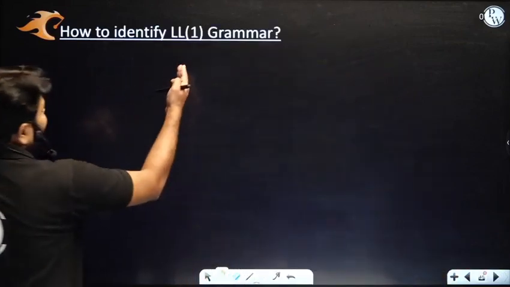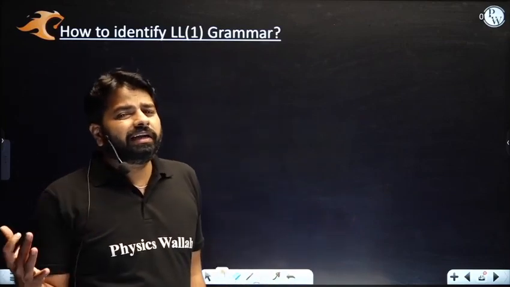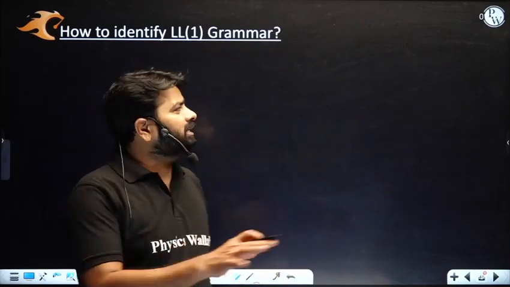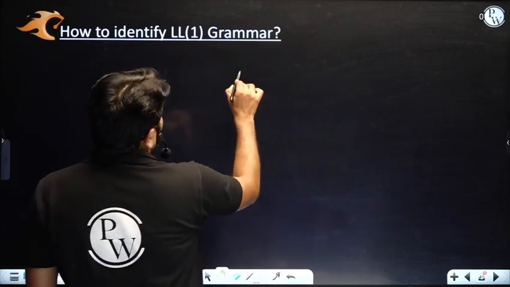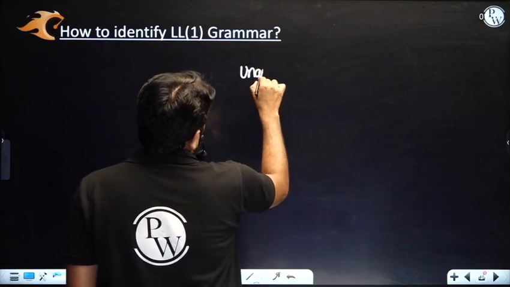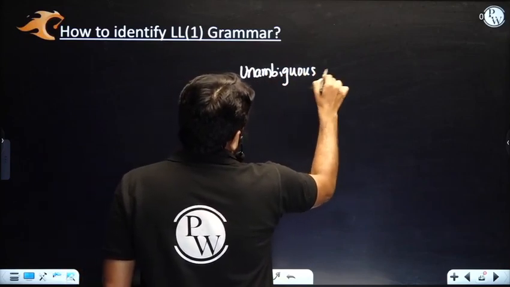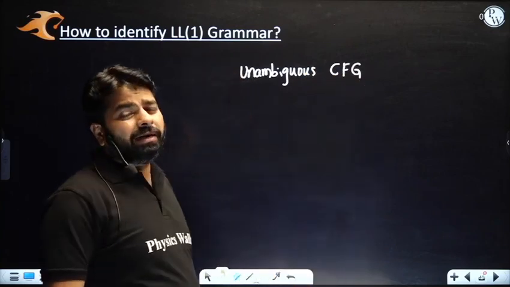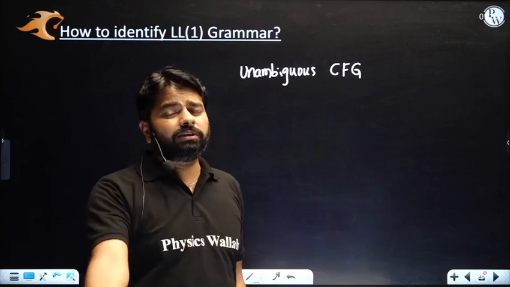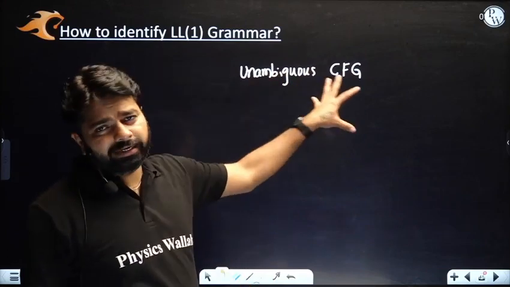Now, how to identify LL1 grammar? You require LL1 grammar, right? But how do you identify it? You have some shortcuts, but I will just write theoretically how you write LL1 grammar. First you take an unambiguous grammar. If you do not have an unambiguous grammar, you cannot write LL1 grammar. If in case you have an ambiguous CFG, you should know how to eliminate the ambiguity, but there is no direct algorithm for elimination of ambiguity. So, you should know how to write an unambiguous CFG.